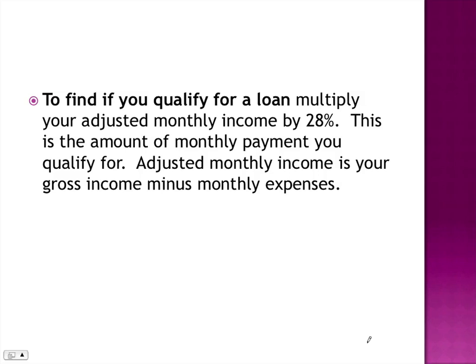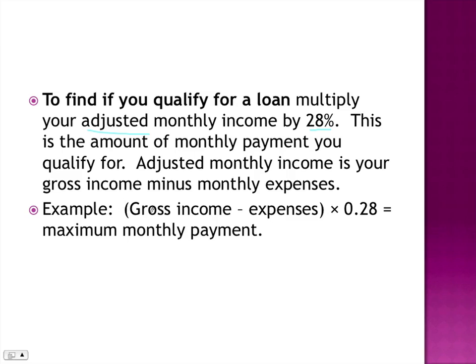Now, to find if you qualify for a loan, a lot of banks won't just give you a loan. They need to make sure that you can actually afford it as well as all of your other living expenses. So what they do is they say, we're going to allow you to spend 28% of your adjusted monthly income on paying off the loan. So this is the amount of monthly payment that you're going to qualify for. So your adjusted monthly income is your gross income minus your monthly expenses. So if you already have student loans, if you already have a car loan, all these things add up and they take away from your gross monthly income.